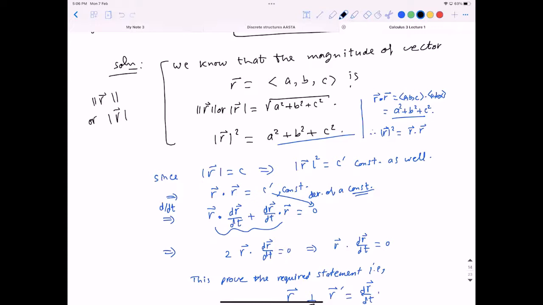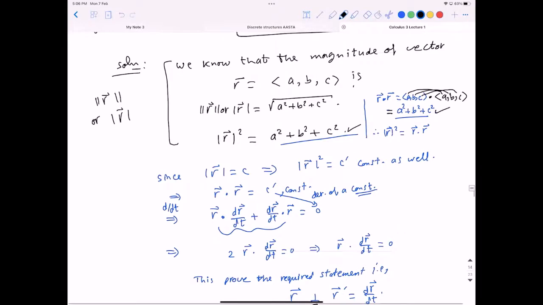But notice that r dot itself means a, b, c dot a, b, c again. How to do this dot product? Multiply the first to get a square, plus the second, plus the third to get c square. This is the quantity r dot r. So we have magnitude r squared is the same as r dot r. This remark is the beginning of the solution.